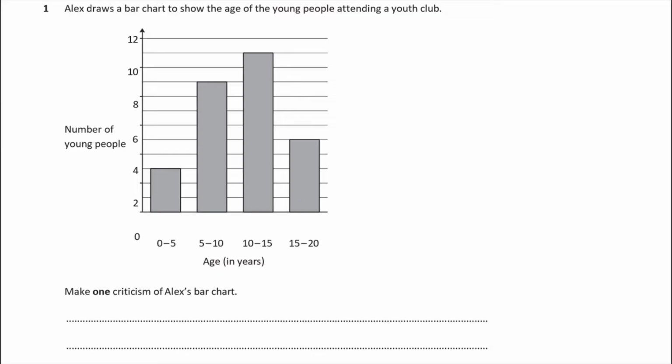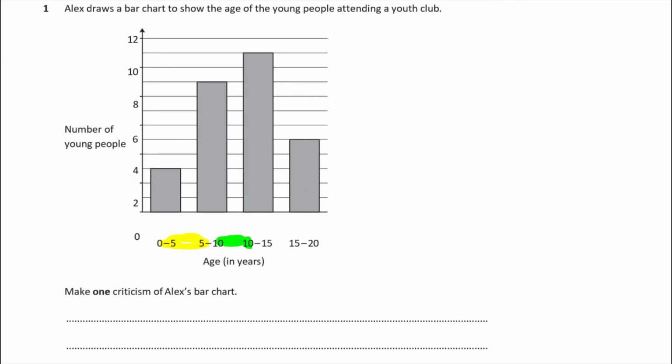Well, my criticism is that these bars here overlap, don't they? So if you're 5 years old, which bar are you in? Are you in the 0 to 5 bar, or are you in the 5 to 10 bar? Similarly, if you are 10 years old, are you in the 5 to 10 bar, or the 10 to 15 bar, and so on.